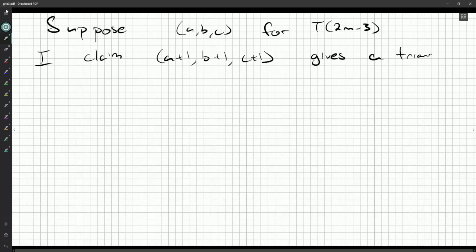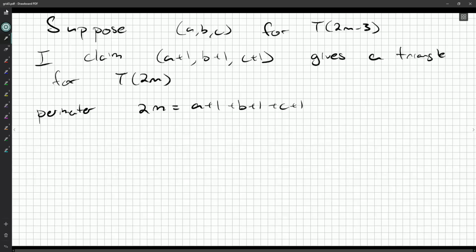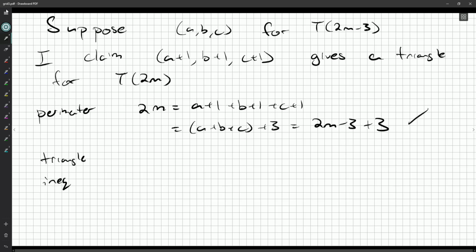So I claim this gives a triangle for perimeter of 2M. So we check the perimeter. 2M is indeed A plus 1 plus B plus 1 plus C plus 1 because it's A plus B plus C plus 3. And that's 2M minus 3 plus 3. Okay, so the perimeter is good. The triangle inequality holds. So we know A plus B is greater than C. So add 2 to both sides.